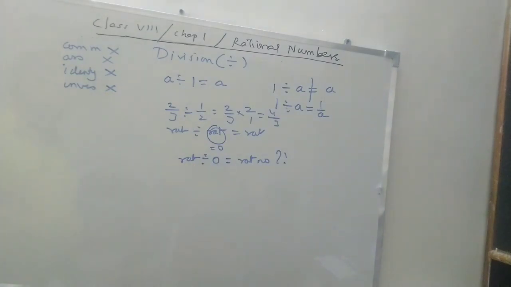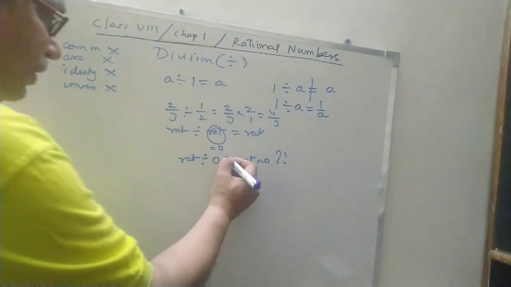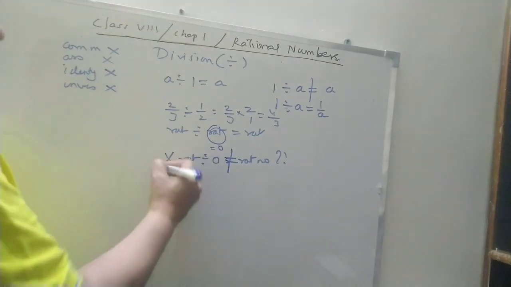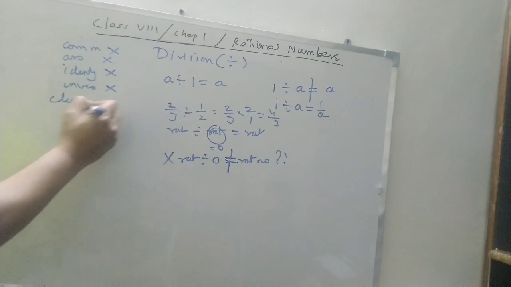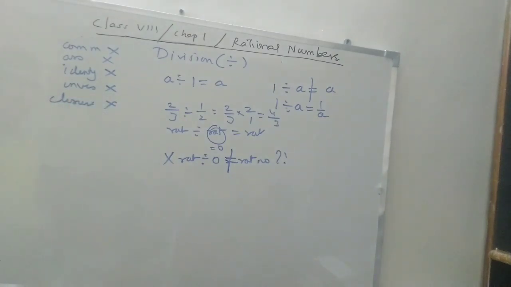You can't divide any number by 0. So obviously this is not going to be there. So again we can say closure property is also not actually satisfied. Now what do we accept as properties? So we write 2 or 3 things which are not always correct.